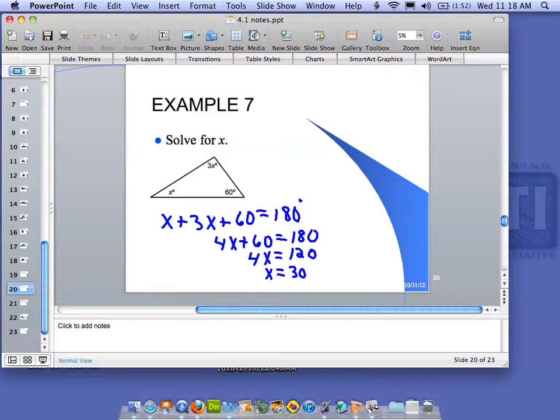And you could take it one more step, and once you have your x is equal to 30, you could go ahead and solve for this other angle. 3 times 30 then would be 90, and it would be a good way for you to check that all of the angles have to add up to 180. If they do, then you know that you did it correctly.